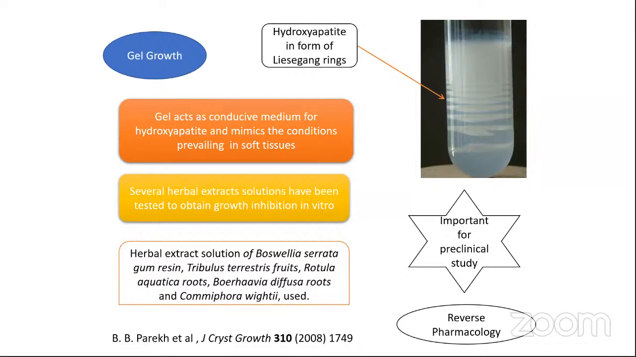So hydroxyapatite disease, as we have noted in our earlier slides, is due to the deposition of small hydroxyapatite crystals, micro-sized crystals, in our joints, and they become painful. So to mimic that soft tissue environment, we have done the experiment with the gel method, where the deposition of hydroxyapatite is obtained.